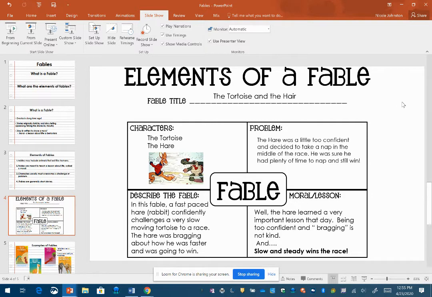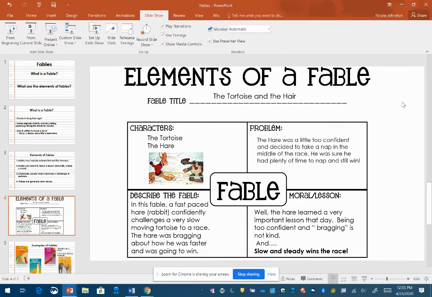Here is an example of those different elements and what it would look like, an example of a story that most of you might know, The Tortoise and the Hare. The characters in that story are obviously a tortoise or a turtle and a hare or a rabbit. In that fable, the problem is that the hare was a little too confident. He decided to take a nap in the middle of the race because he was sure he was going to win the race. He was the rabbit and he was racing a turtle, and usually turtles are very slow.